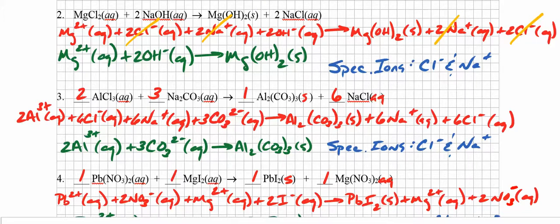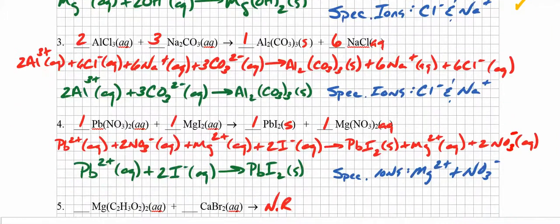What's left? Well, we've got magnesium ions, Mg2+, that's aqueous, and 2 moles of hydroxide ions, also aqueous, yielding magnesium hydroxide, and that is a solid. So that's my net ionic equation. What you see in green is the net ionic equation, and I'm done with number 2. All right, let's go to the third problem.